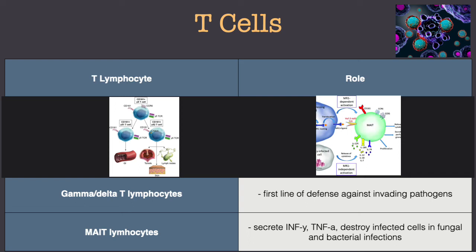Mucosa-associated invariant T lymphocytes express invariant alpha and beta chains that recognize riboflavin metabolites that occur in fungi and bacteria, secreting inflammatory cytokines to destroy infected cells. They present a second line of defense against organisms that enter the portal circulation and evade lymphocytes of the GI tract.